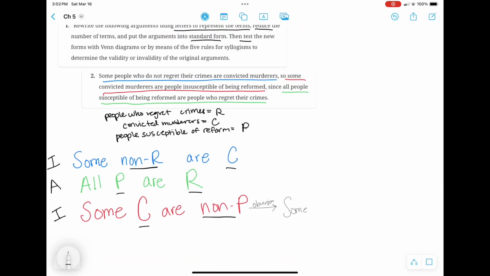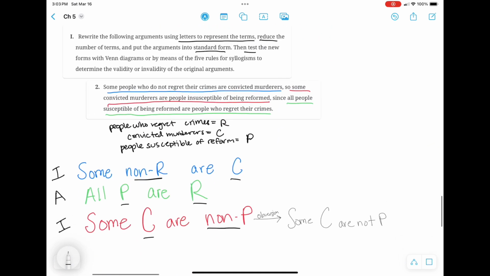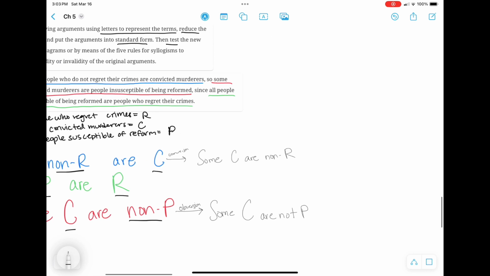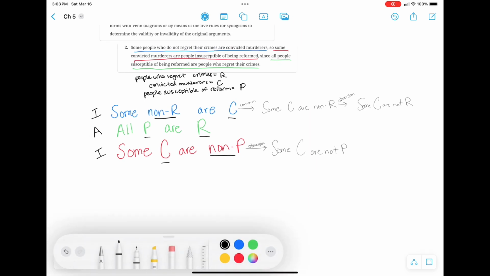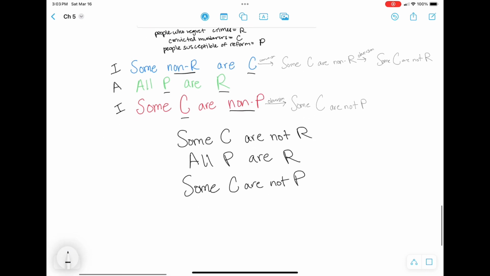So first, let's perform obversion on this I claim. Obversion changes the quality, so instead of some R are non-P, it's going to be some R are not, and we replace the predicate with its term complement, so it turns into P instead of non-P. All right, so now we have only P, but we still have a non-R. So with this one, it's a little tricky. We're going to perform two operations. First conversion, then obversion. And this ends up with some C are not R, all P are R, some C are not P.